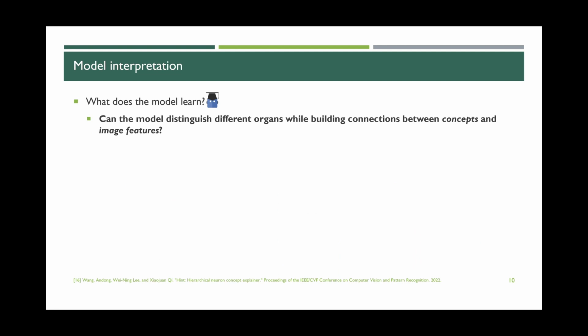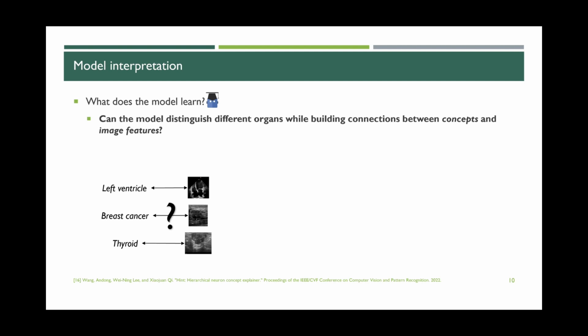Although the model achieves satisfactory performance, we may wonder why. What does the model learn? Can the model distinguish different organs while building connections between concepts and image features? To answer this question, we use a deep learning interpretation method named HINT to decode the model. Please see the paper for method details. And here I only focus on the objective and the results.